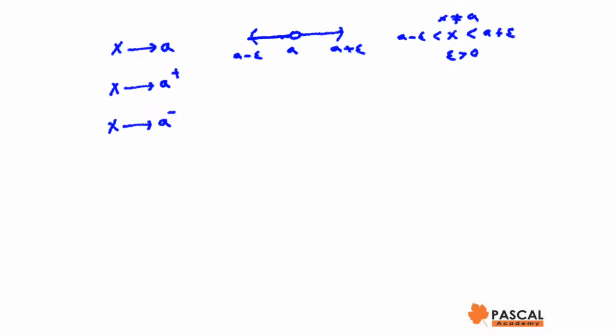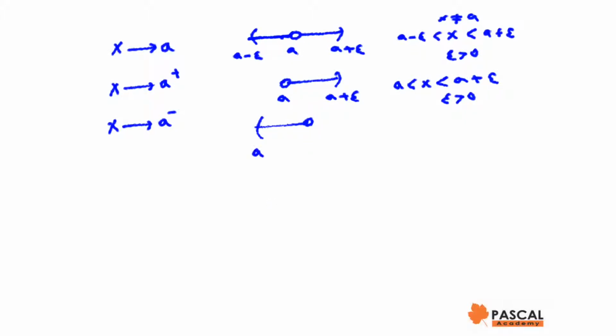X approaches a from right side means x is between a and a plus epsilon, when epsilon is a positive number, and similarly x approaches a from left side means x is between a minus epsilon and a when epsilon is a positive number.